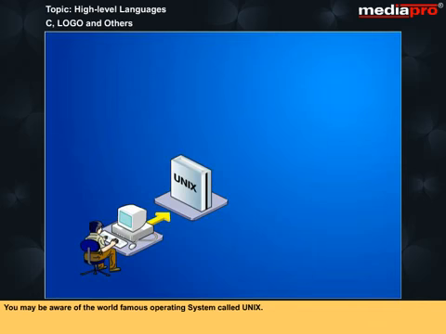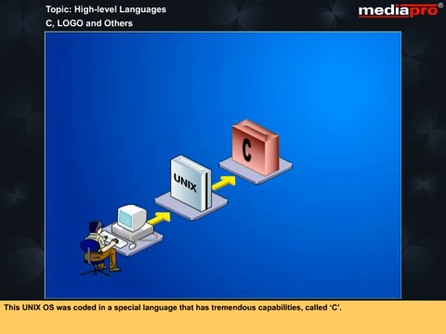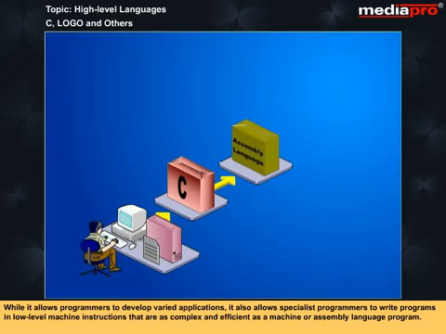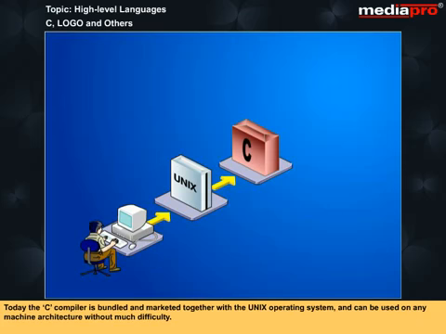You may be aware of the world-famous operating system called Unix. This Unix OS was coded in a special language that has tremendous capabilities called C. Over the years, it has developed into a general-purpose yet flexible high-level language. While it allows programmers to develop varied applications, it also allows specialist programmers to write programs in low-level machine instructions that are as complex and efficient as a machine or assembly language program. Today, the C compiler is bundled and marketed together with a Unix operating system and can be used on any machine architecture without much difficulty.